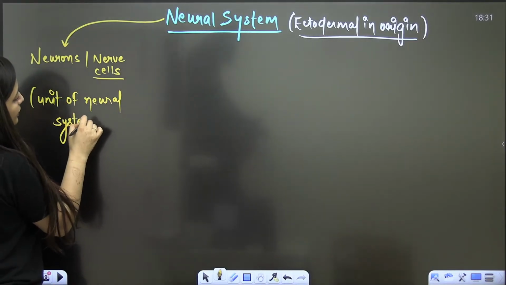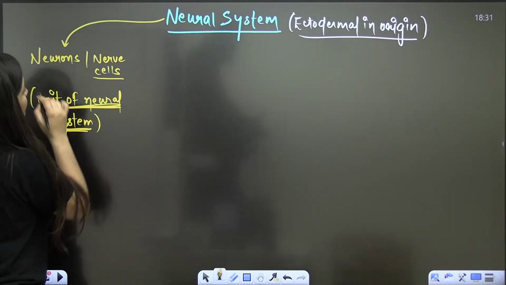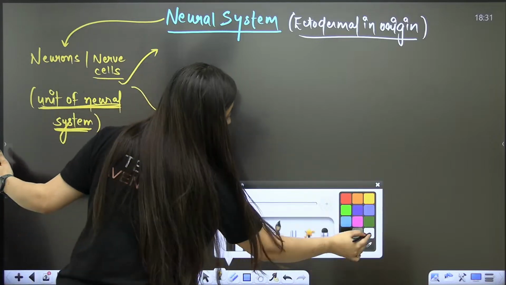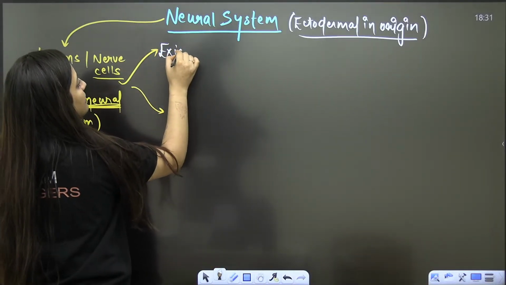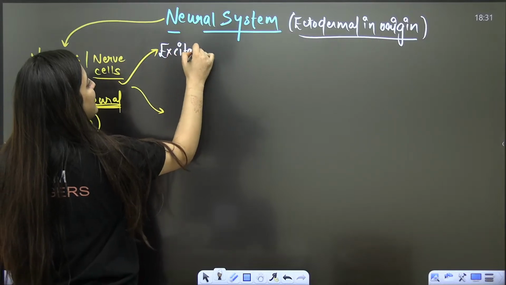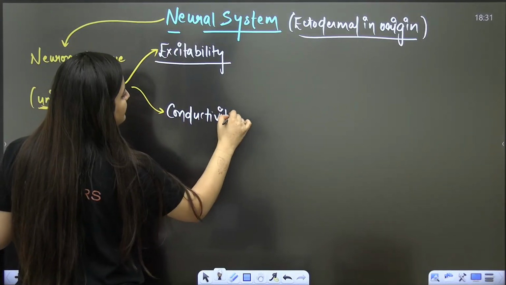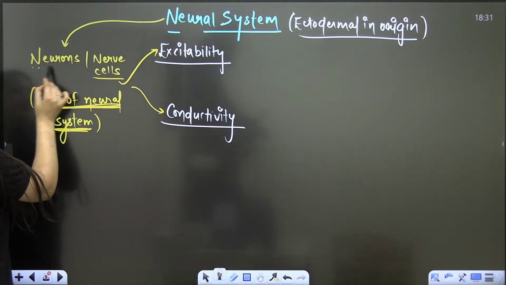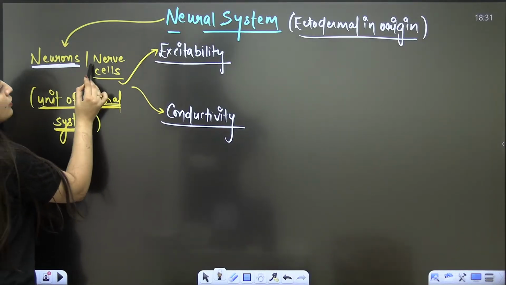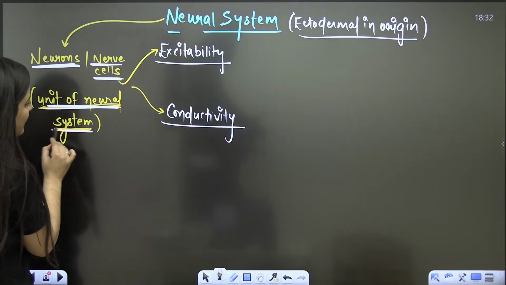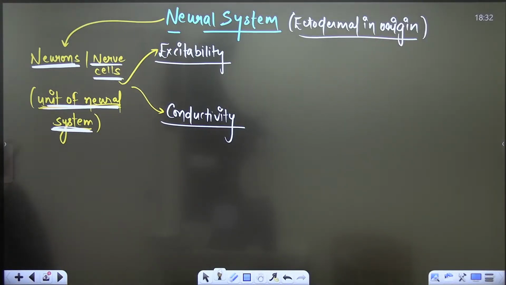Like we say, structural and functional unit, this and that. So it is the basic unit of the neural system, and these are the cells that show the property of excitability and conductivity. Are you getting my point? We are talking about the neurons, the nerve cells, the basic unit here, and they have the property of excitability and conductivity. This is very, very important.